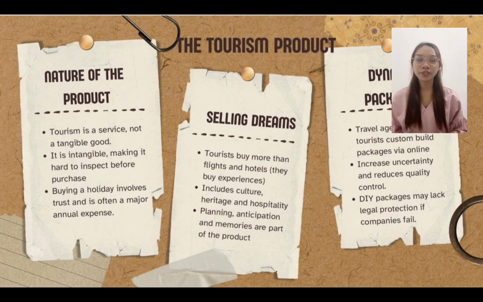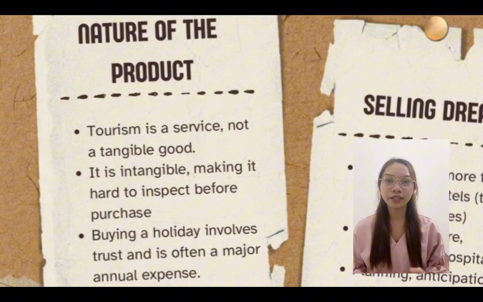Let's move to tourist product. Number 1 is the nature of the product. Tourism is a service, not a physical item. When you are buying a holiday, you are not buying something you can touch. You are buying a service like flight, hotel stay, and tour. It helps to see what you are getting before you go, because a holiday is not a thing you can hold or try out first. You have to trust what you see online or in brochures.